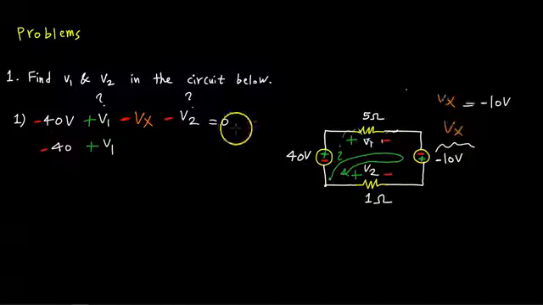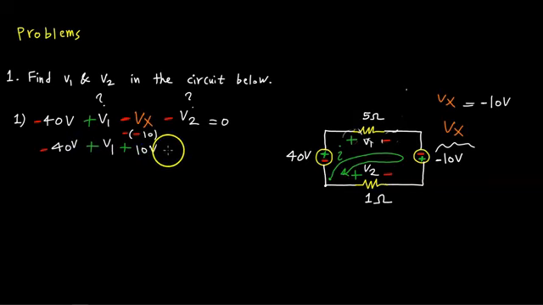V1, and then there's a minus Vx, but Vx is negative 10. So if I were to write that, I would put the Vx in parentheses and get minus times minus is a plus. So plus 10 volts. And there's going to be a minus V2 equals 0.